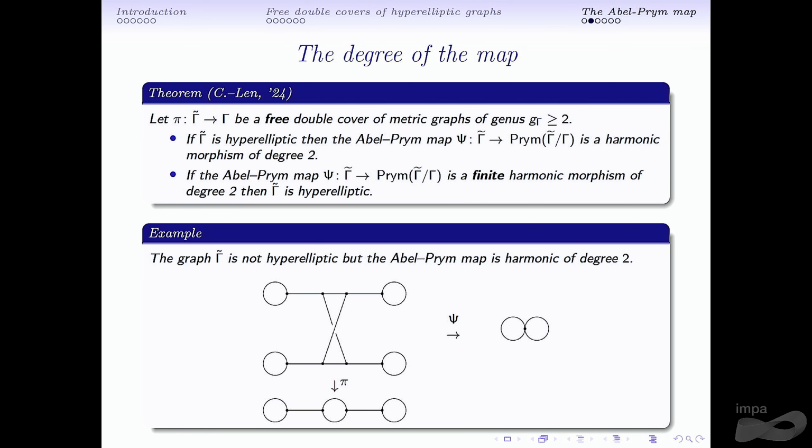Here, I didn't say that finite means that the fiber of the Abel-Prym map is not infinite over some points. For instance, we proved that on the bridges and on the central part of the graph, the Abel-Prym map is infinite. Indeed, everything gets contracted to one point. And gamma tilde is not hyperelliptic, but we can check that after contracting this part, we have a harmonic morphism of degree 2. So we have to contract it, and we get a picture of this.